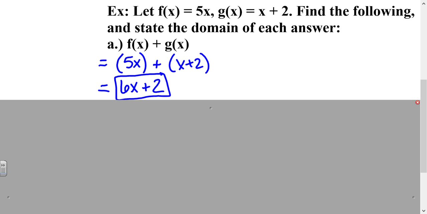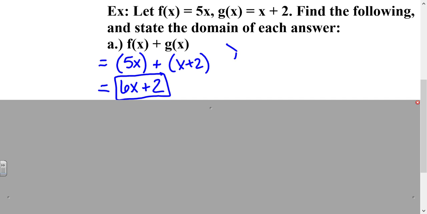If I look at the original functions, you have to look at the originals and the answer. If I look at the original function, 5 times x, I can plug in any number I want for x and I will get an answer. It doesn't matter if it's negative or positive or a decimal, I will get an answer. Same with g of x. If I plug in any number I want for x, it will come out with a real answer. And then if I look at the answer, 6x plus 2, I can plug in any number I want for x and I will get a real answer.